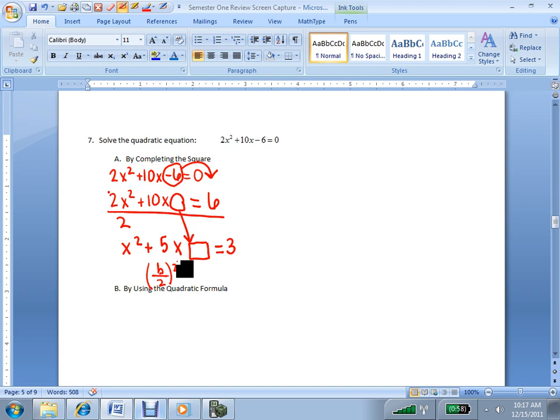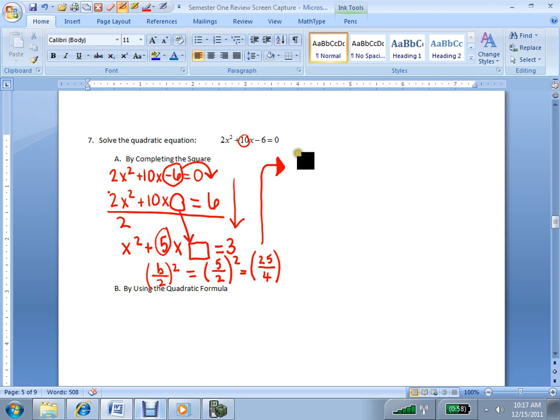So we're going to look at our b value, and your b value will not be this one. It'll be this one because you just simplified all of that down. So you're going to do 5 over 2 squared, which if you look at it, will be 25 over 4.